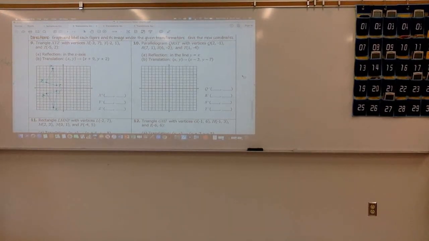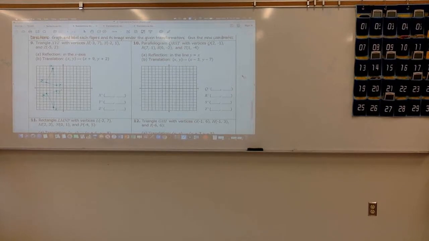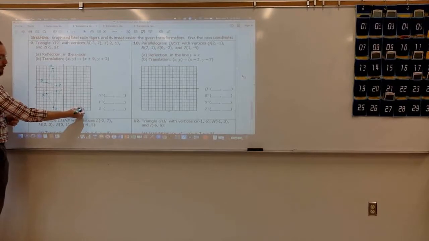Now I want to take this new triangle and translate it right 9 up 2. Right, so from each of these new coordinates, I'm just going to go right 9 up 2. So start with x, go right 1, 2, 3, 4, 5, 6, 7, 8, 9, and up 1, 2.